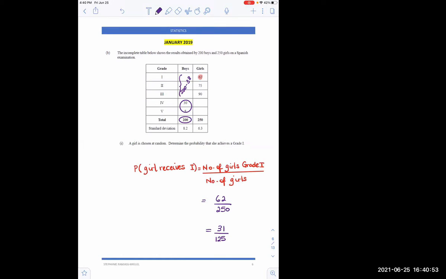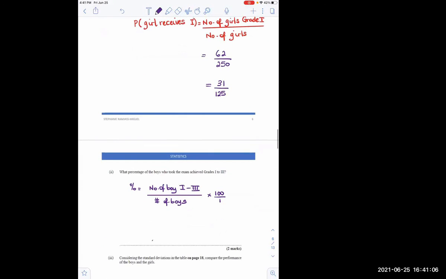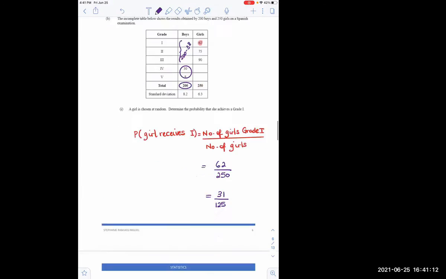81. Yes, 81%. All right, let me see. 162 divided by 200. Yes, 81%. You all got that? Yeah, miss. All right.